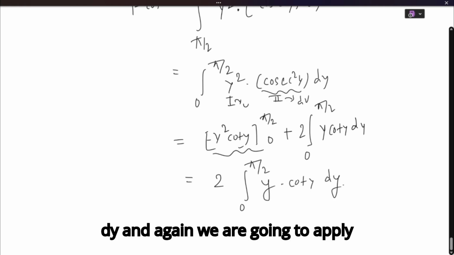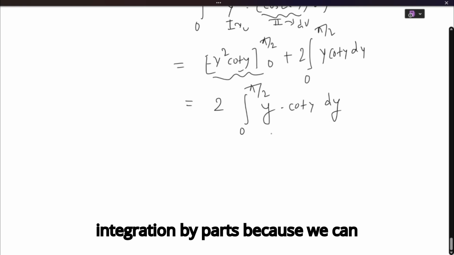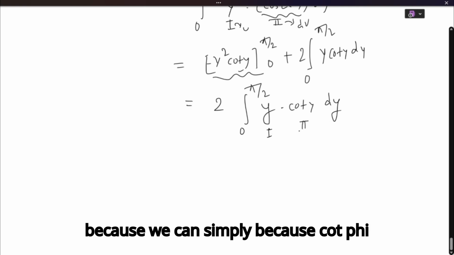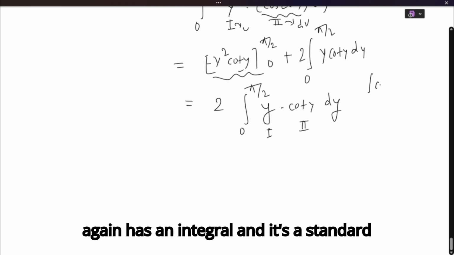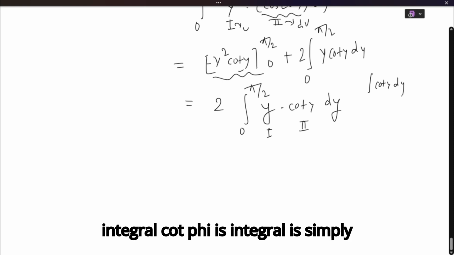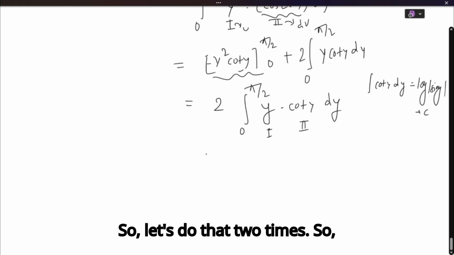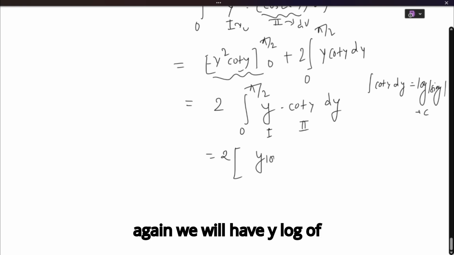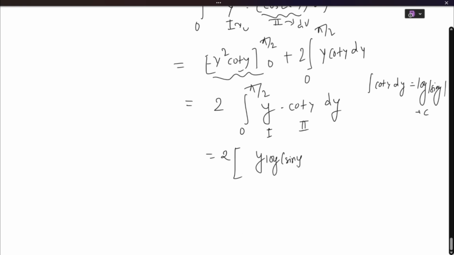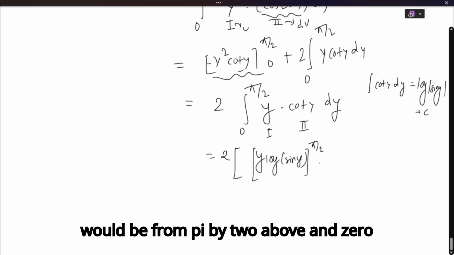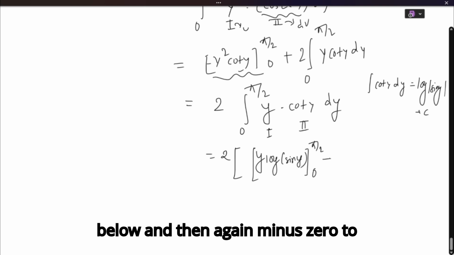And again, we are going to apply integration by parts because we can. Simply. Because cot y again has an integral, and it's a standard integral. Cot y's integral is simply log sine y, log mod sine y. So let's do that 2 times. So again, we will have y log of sine y. This would be from pi by 2 above and 0 below, and then again minus 0 to pi by 2.